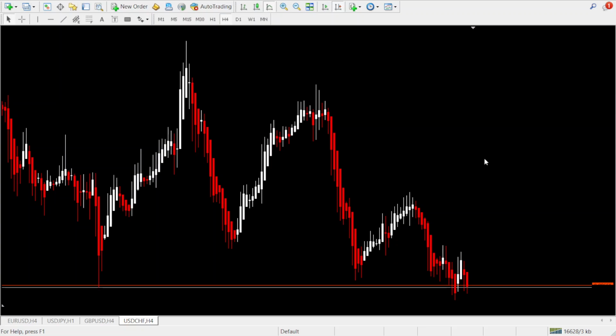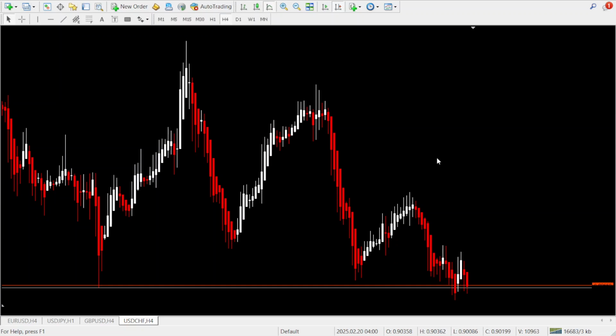So now, unlike traditional candlesticks, the Heikin Ashi candles are a modified version of regular candles. They are designed to smooth out price action and filter out market noise, making it easier to spot trends.